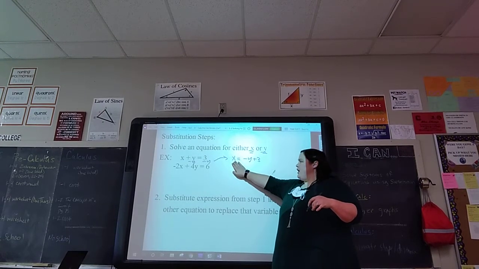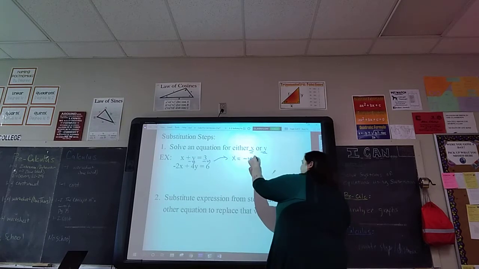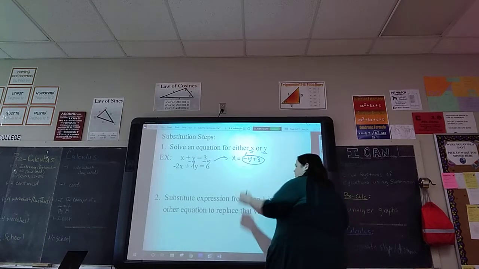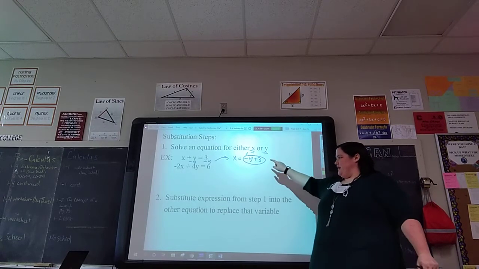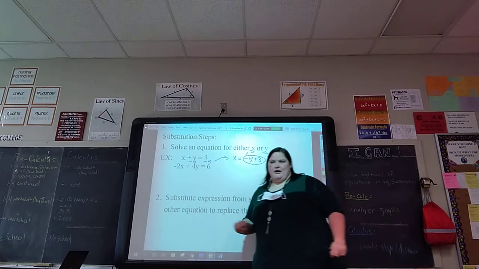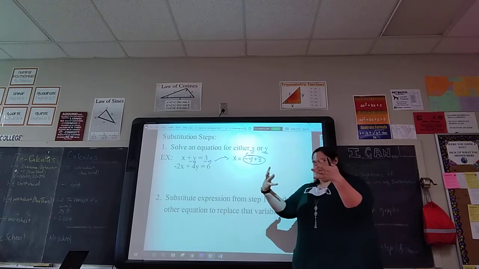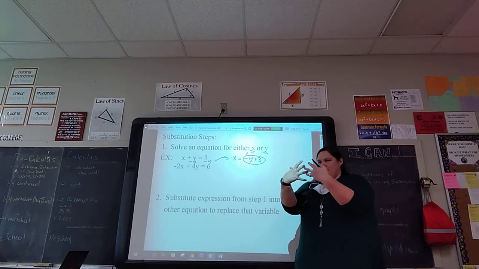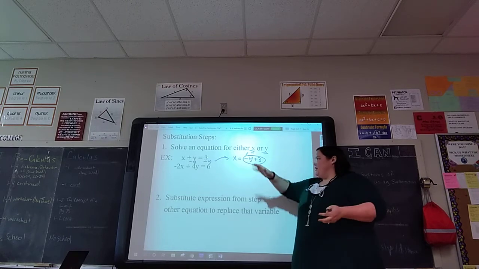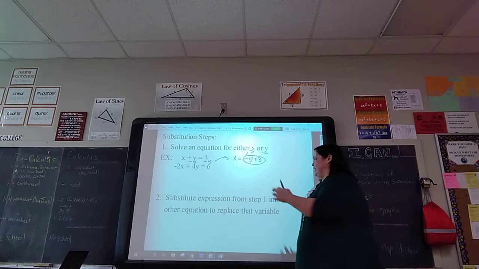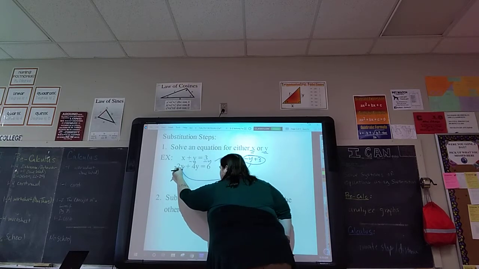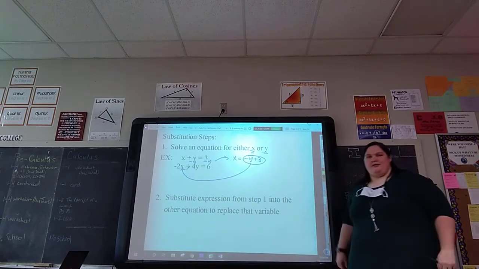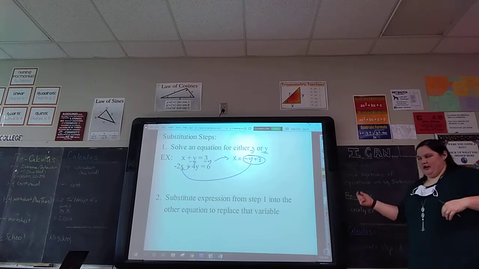Once you have this solved for a variable, so that x is by itself over here, you're going to take the expression that it equals, so the thing with y, and you're going to substitute it into the other equation. So like I said, what we're doing is essentially taking our two equations and putting them together. So since this is what x equals, we can take this expression and substitute it in for the other x in the other equation.